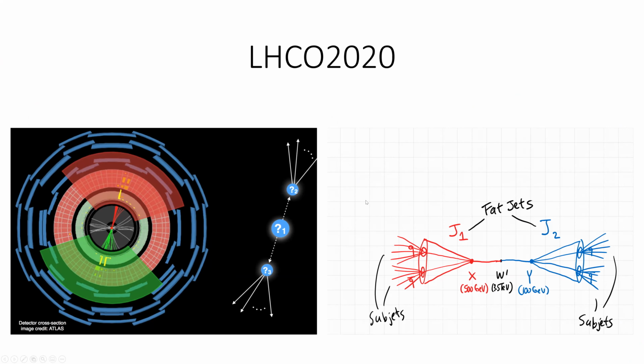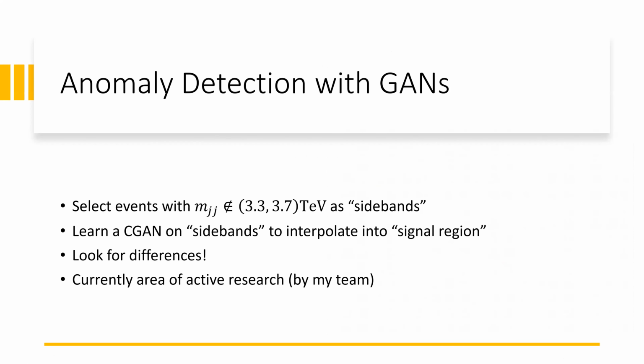And how this works is that there's a hypothetical W prime boson that decays into a hypothetical X boson and a hypothetical Y boson. And we're given the information for all the stuff that comes out of this. We're also given a lot of background, which is maybe two jets that don't come from a W prime. So we have a bunch of data, and we have no way of telling if there's any W prime in this data. So what do we do? We do anomaly detection. Here's what we do.